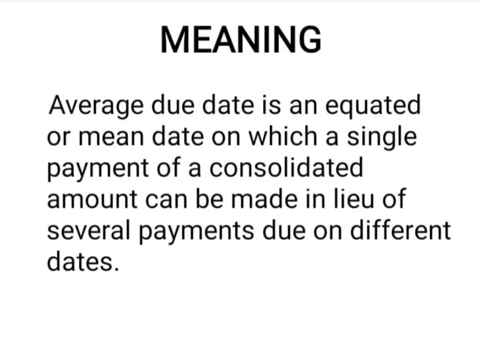Meaning: in a business, between two traders or a trader and a customer, one may be liable for making several payments to the other at different dates. Calculation of average due date fixes a particular date on which the whole sum of amount is paid as a single payment. The actual definition of average due date is an equated or mean date on which a single payment of a consolidated amount can be made in lieu of several payments due on different dates.